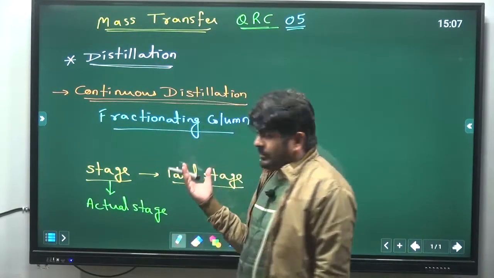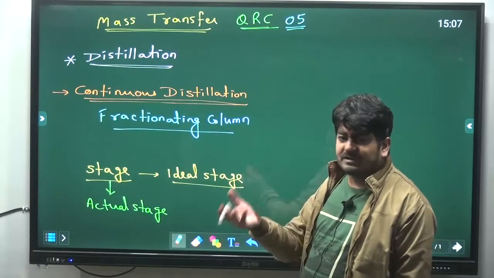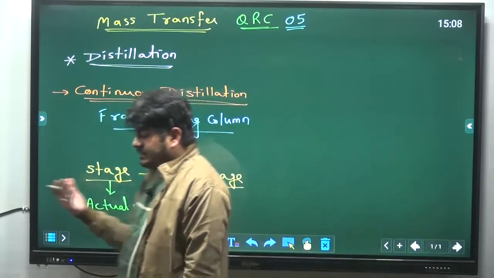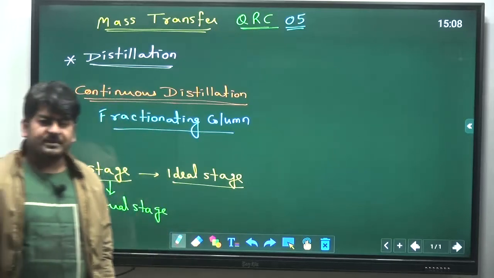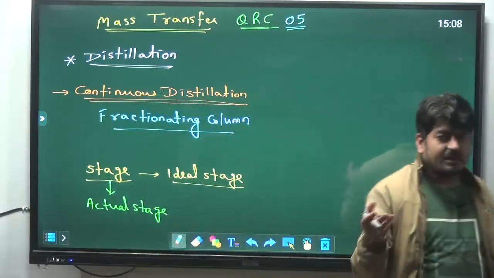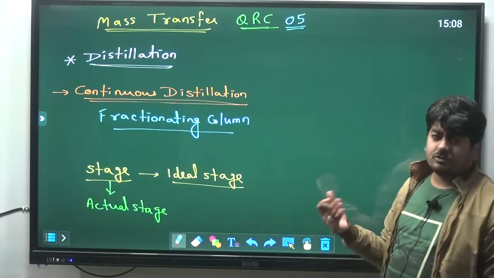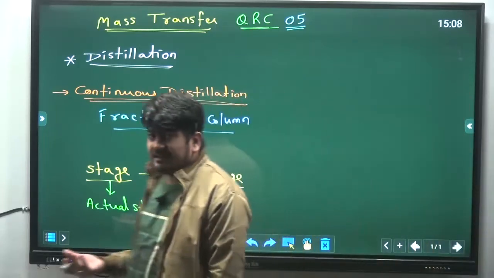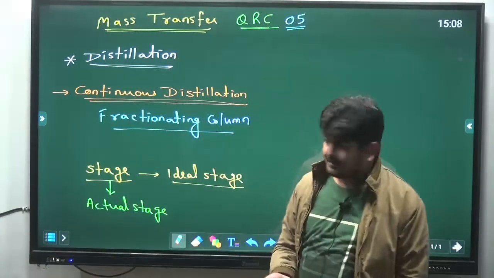So there was one topic called flash distillation. In flash distillation only one stage is there, and if the liquid and vapor leaving are in equilibrium, that is also known as equilibrium distillation. If you remember, you can say flash distillation, flash vaporization, also known as equilibrium distillation. But when we have more than one stages, that is continuous distillation, or you can say fractionating column.